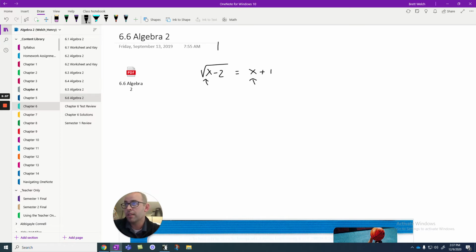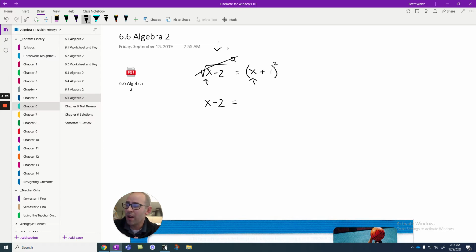So first off, is this square root by itself? It is. So then I could square that. That would get rid of that square root, and that would leave me with x minus 2. Everything is beautiful except I have to square the stuff on the right. I don't have to square x. I don't have to square a 1. I have to square x plus 1.